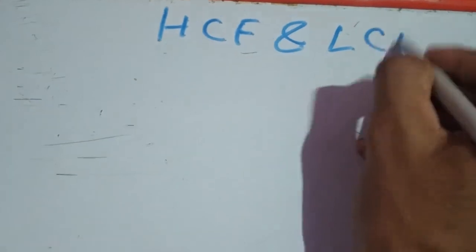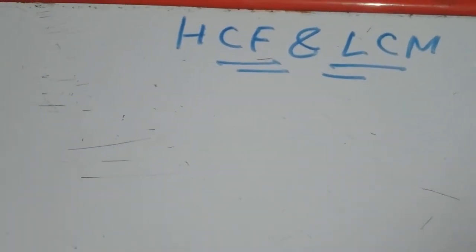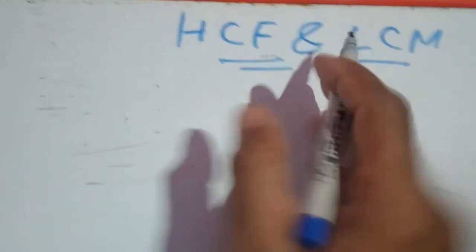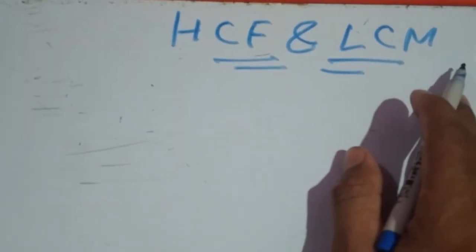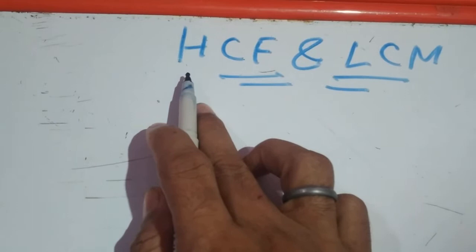HCF and LCM, some difference. That means we are going to learn about the difference between HCF and LCM. See a common example. HCF is the highest common factor and LCM is the lowest common factor. That means highest means it is a common.